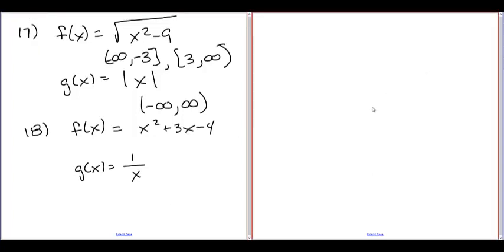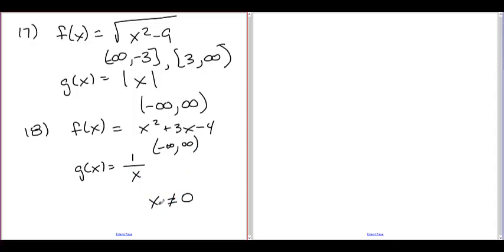And then the last one, number 18. Let's just look at the domain here first. This is going to be all real numbers because it's a polynomial. And here it's everything except x cannot equal 0. So it's all real numbers except x cannot equal 0.